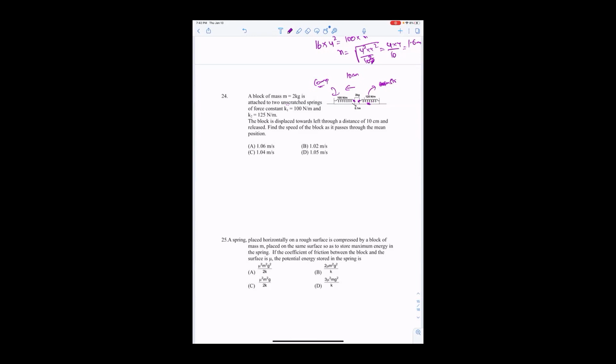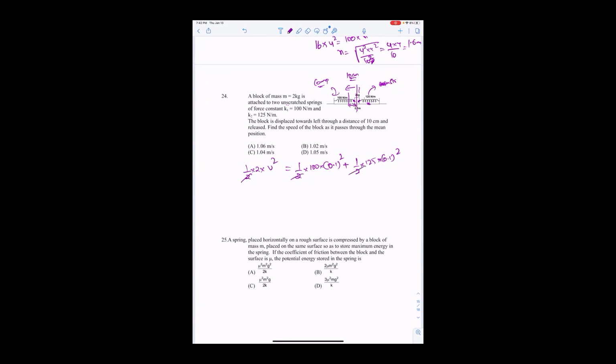Find the speed of the block as it comes to the mean position. This is the mean position. So energy stored is half K, which is 100, X is 10 centimeter, that means 0.1 squared, plus the energy stored in this one, half into 125 into again 0.1 squared. If it is going 10 here, this is also getting elongated 10 here. So both you have to consider, equal to half mass, 2, into v squared. The 2 gets cancelled. Solve for it.